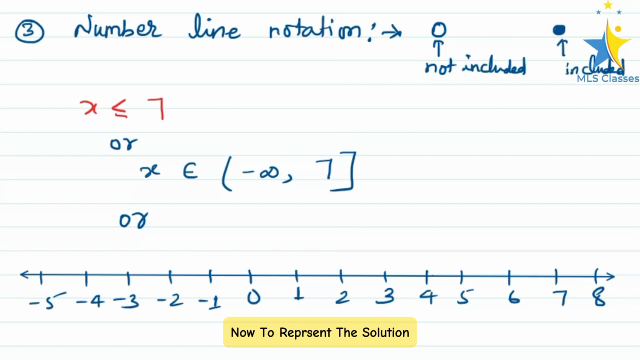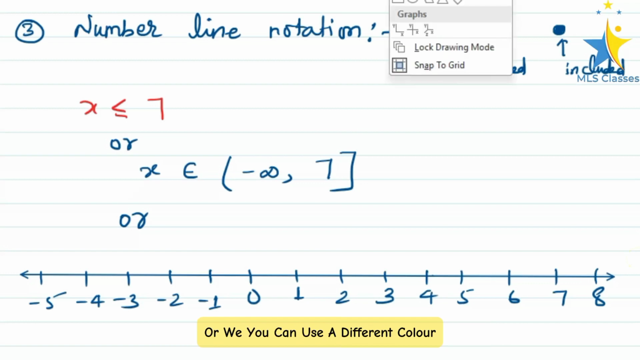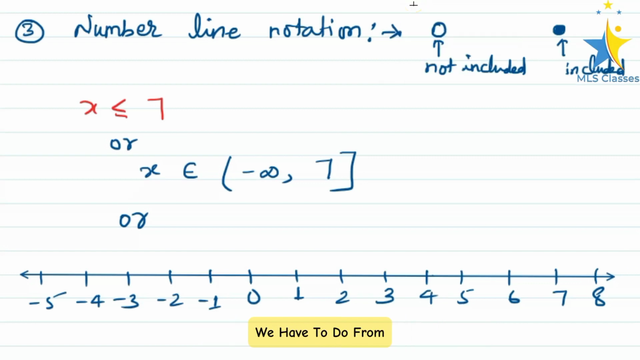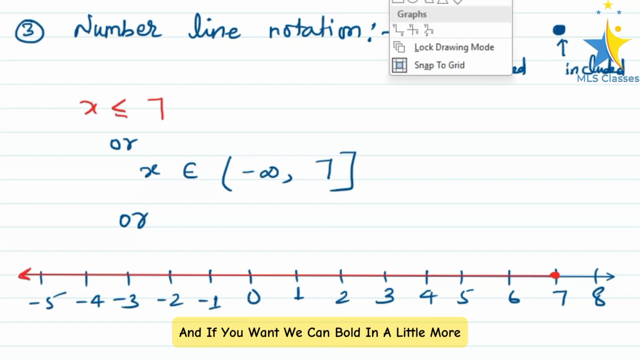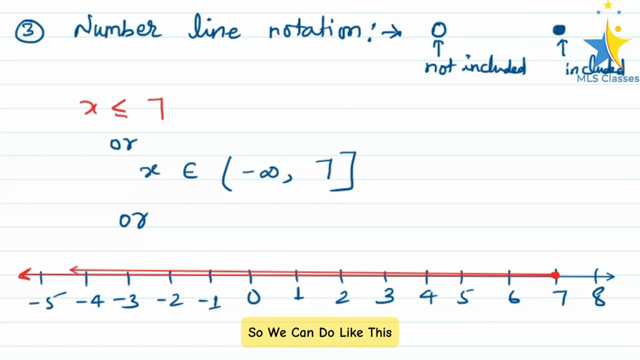Now to represent the solution, either we can bolden the line with the same color, or we can use a different color. So how will we do this? We have to go from 7 to negative infinity. So we'll start from here and do it like this, and this is our representation. Since 7 was included, we can mark it like this, and if we want, we can bolden it a little more. This is our answer in number line notation.